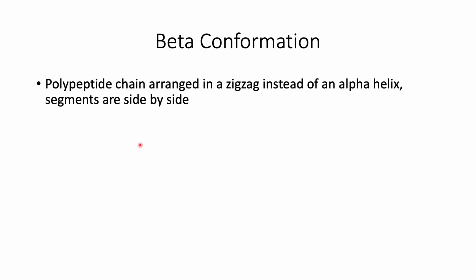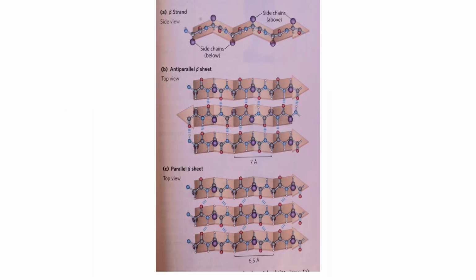For the beta conformation, you have a polypeptide chain. It's a zigzag instead of an alpha helix. So instead of going like this, it goes like this. And the segments are side by side, so there's orientation between two parallel segments in a certain direction. So here's the beta strand right here. The side chains are listed.